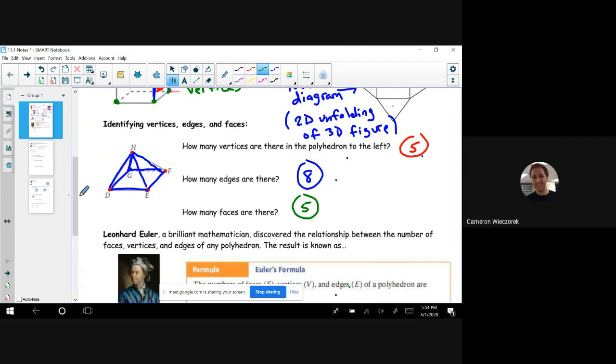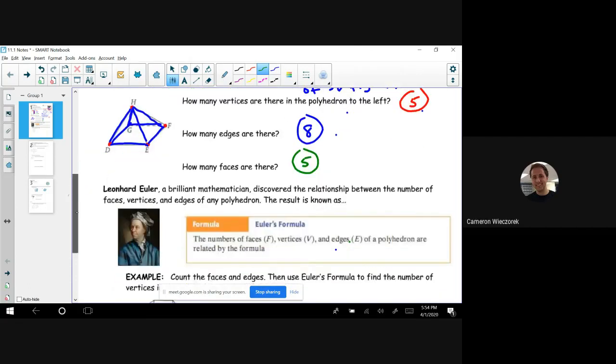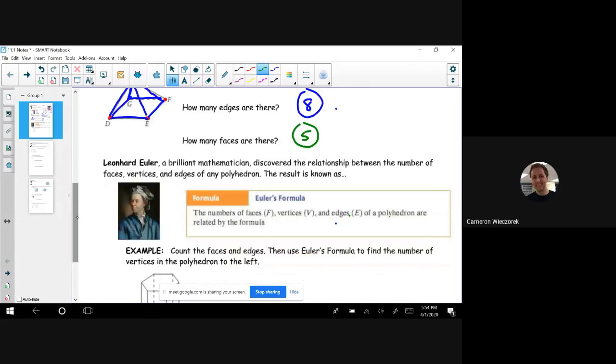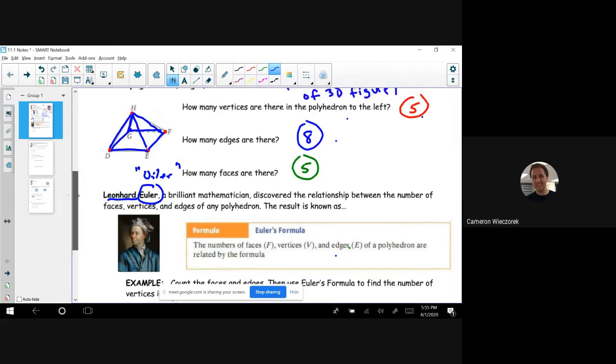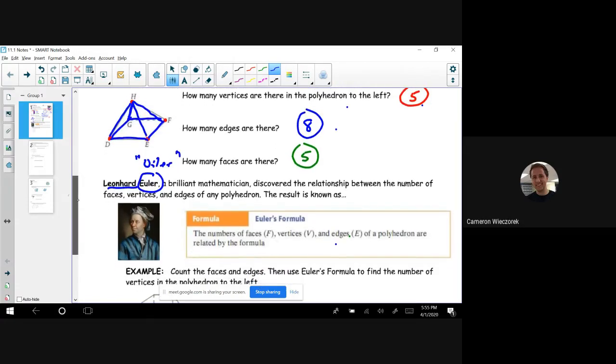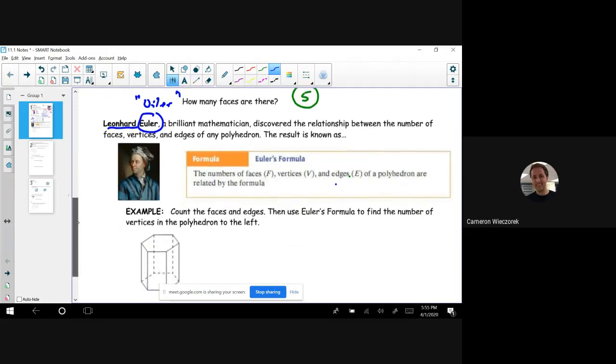There is a cool relationship between the number of vertices, the number of edges, and the number of faces that was discovered by a mathematician by the name of Leonhard. And take a guess if you can figure out how to pronounce this. Many people think it's Yoo-ler. It's actually not correct. It's Oiler. So if you were to pronounce it phonetically, think of like the oil you put in your car. Leonhard Euler was a mathematician who discovered this relationship for the number of vertices, the number of edges, and the number of faces of a polyhedron.